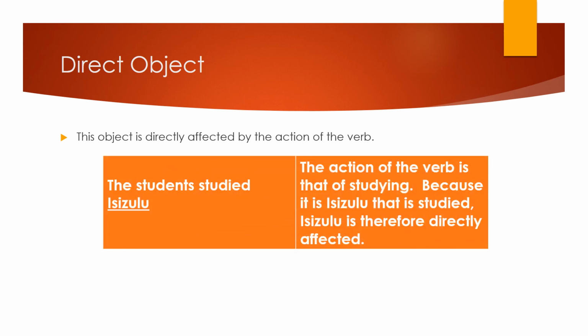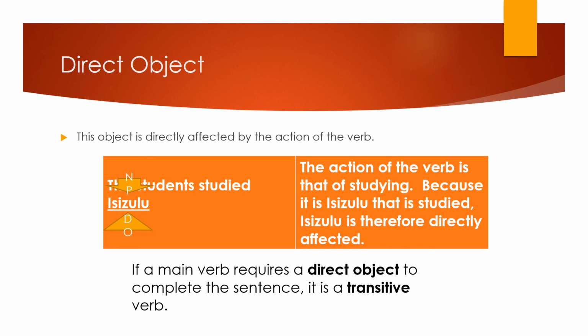A direct object. This object is directly affected by the action of the verb. The students studied isiZulu. The action of the verb is that of studying. Because it is isiZulu that is studied, the isiZulu is therefore directly affected. So isiZulu is our noun phrase which functions as a direct object. If a main verb requires a direct object to complete the sentence, it is a transitive verb.